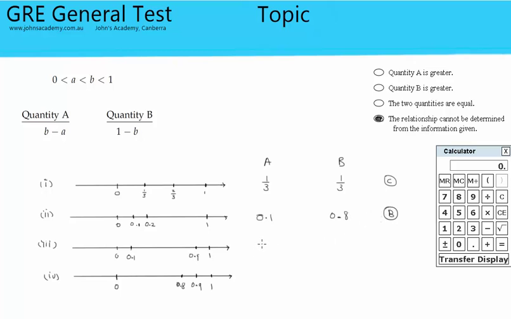Case number 3, of course, is so that minus that is equal to 0.8, and 1 minus 0.9 is 0.1. So in this case, A is greater. And in this case, the answer is C. I'll show you why. Because 0.9 minus 0.8 is 0.1. 1 minus 0.9 is 0.1 as well.